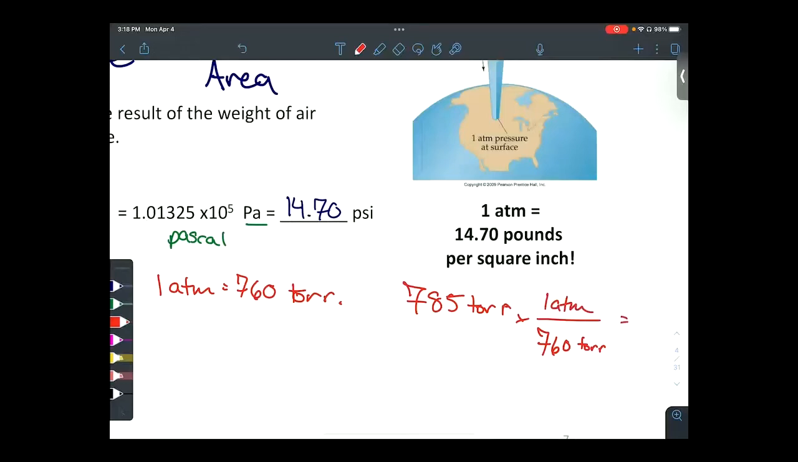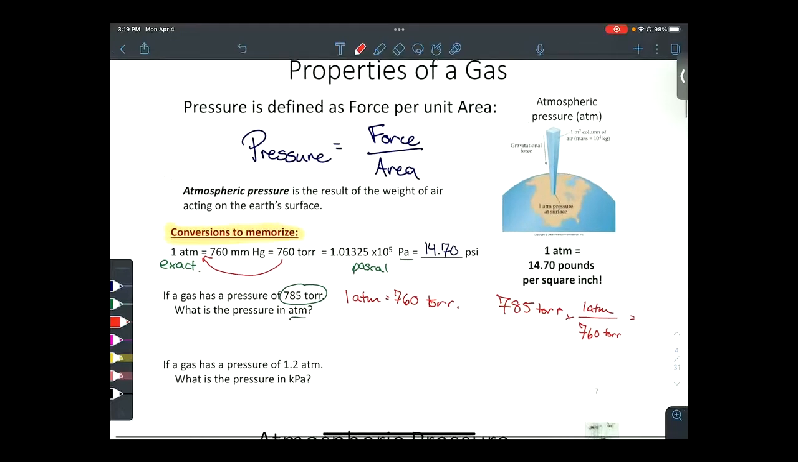Okay, so 785 torr divided by 760. All right, 785 divided by 760. So this gas exerts a pressure equal to 1.03 atm, so 3 sig figs. So note that these conversions have infinite sig figs. So 760 torr doesn't have 2, it has infinite. So 1.03 atm. There we go.